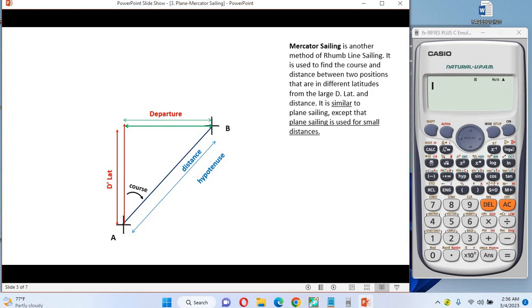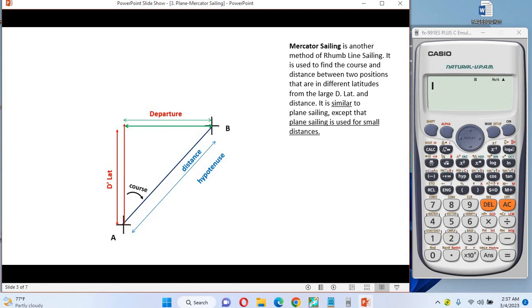As I promised, I will try to discuss and derive the formula for Mercator sailing. So what is Mercator sailing? Mercator sailing is another method of dead reckoning sailing. It is used to find the course and distance between two positions that have different latitudes, from the large dlat and distance. It is similar to plane sailing except that plane sailing is used for small distances, whereas Mercator sailing is for large distances.